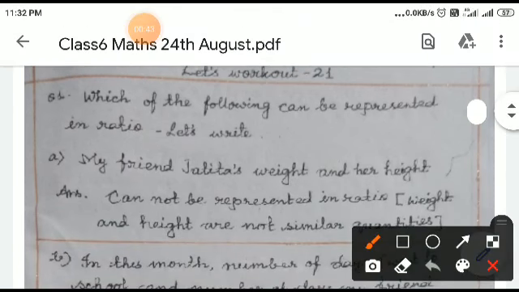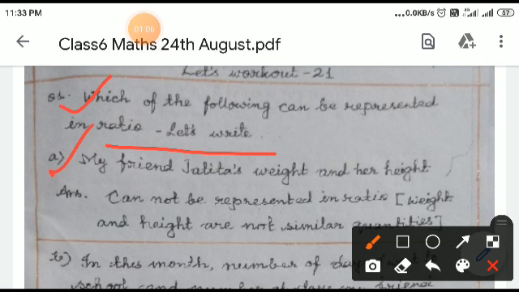Question number 1. Which of the following can be represented in ratio? Here some statements are given, and in the statements, comparing the quantities, we have to find which quantities we can express in ratio and which quantities we can't express in ratio. Part number A. My friend Jatita's weight and her height.